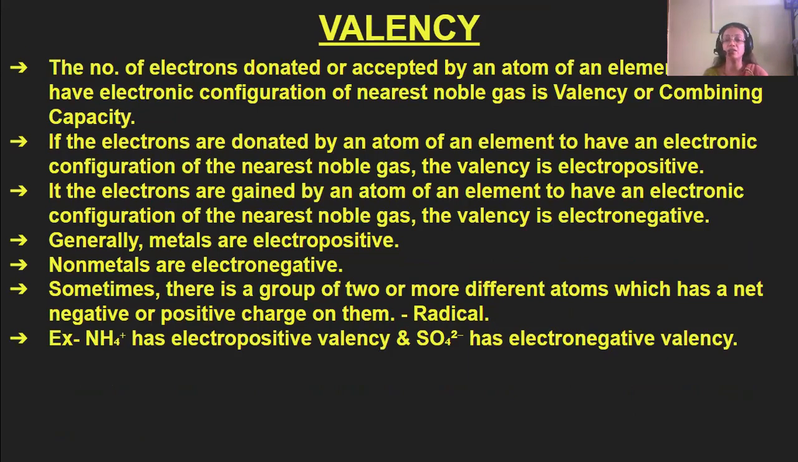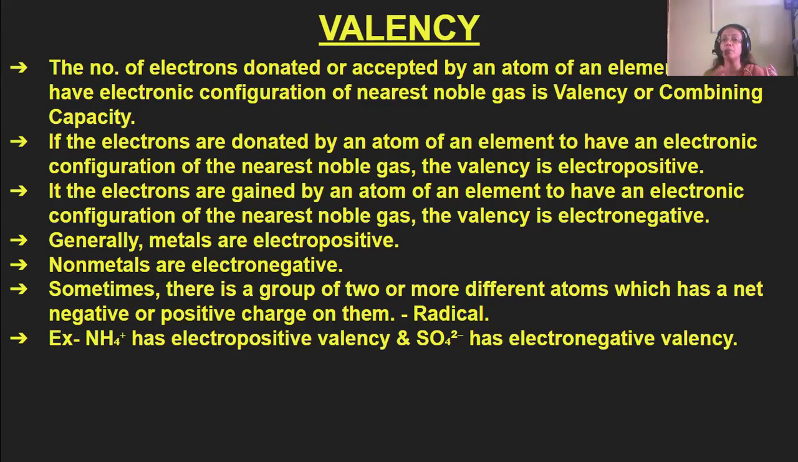So what is valency? It is the number of electrons which is donated or accepted by an atom of an element so as to have the electronic configuration of the nearest noble gas. It is also known as the combining capacity of an atom.